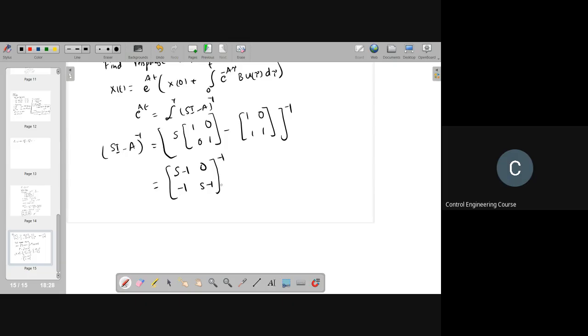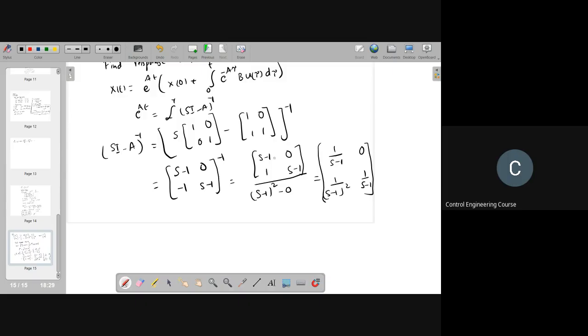How do we compute the inverse of a matrix? It is the adjoint of A by the determinant of A, right? The adjoint of this one is [s minus 1, 0; 1, s minus 1] divided by the determinant of this matrix, that is (s minus 1) whole square. Then it is [1 by (s minus 1), 0; 1 by (s minus 1) whole square, 1 by (s minus 1)]. So this is your (sI minus A) inverse.